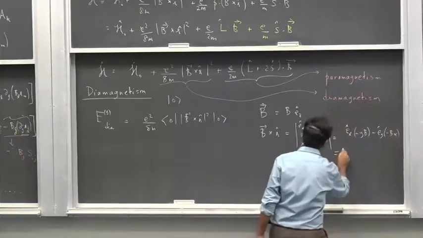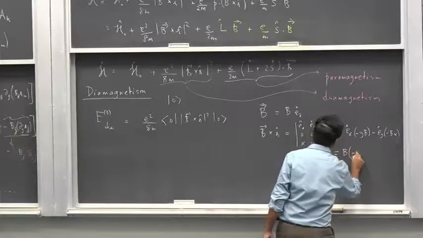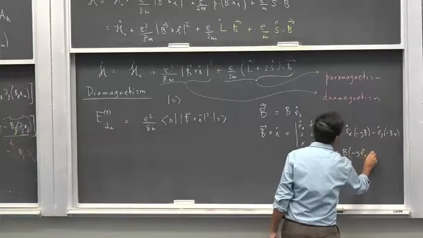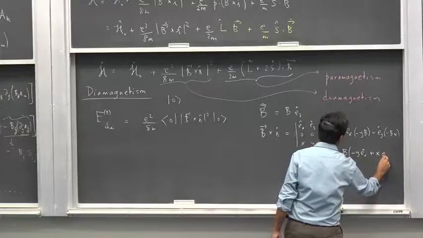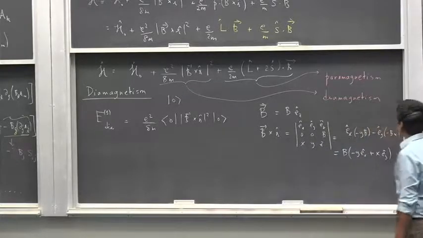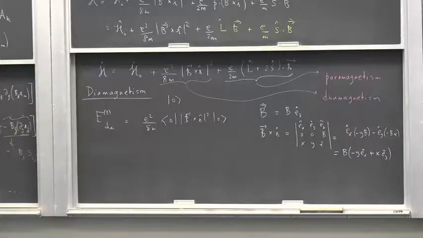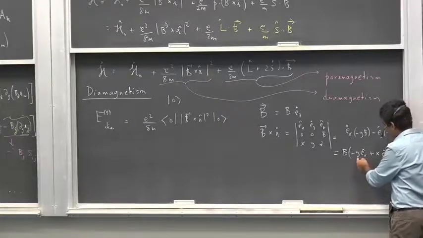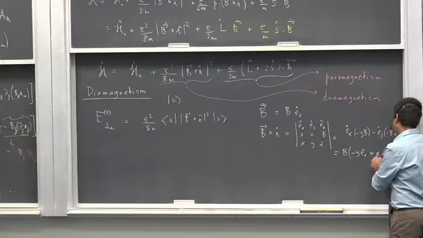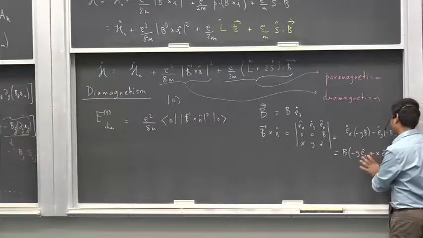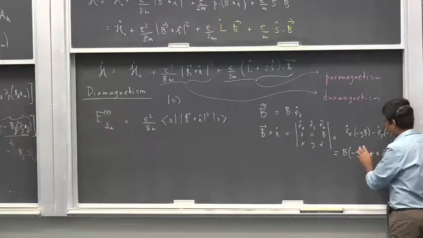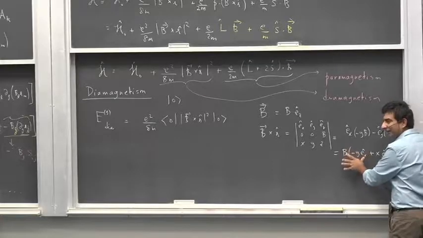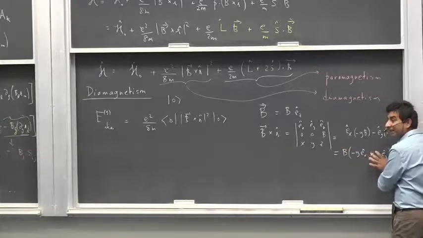So I have B times minus y ex plus x ey. This is my B crossed with R. And it's called a symmetric gauge because with ex there is a minus y and with ey there's an x. So there are both of these terms, which is why it's called the symmetric case. This is the x component of A, this is the y component of A, the vector potential.